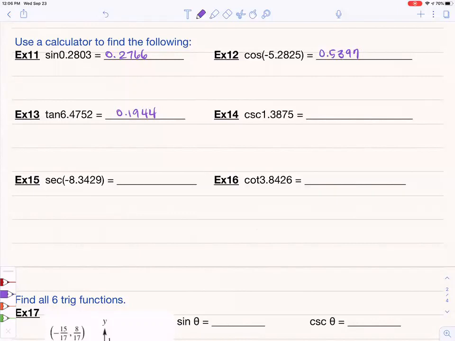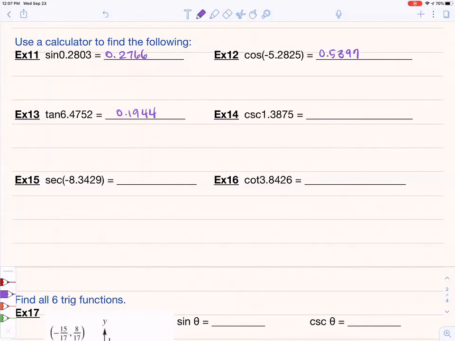There's no degree symbol. So 11, 12, and 13 are easy questions, but the reason that people miss them the most is because they forget about the mode. They don't do it wrong, they just forget to check the mode.